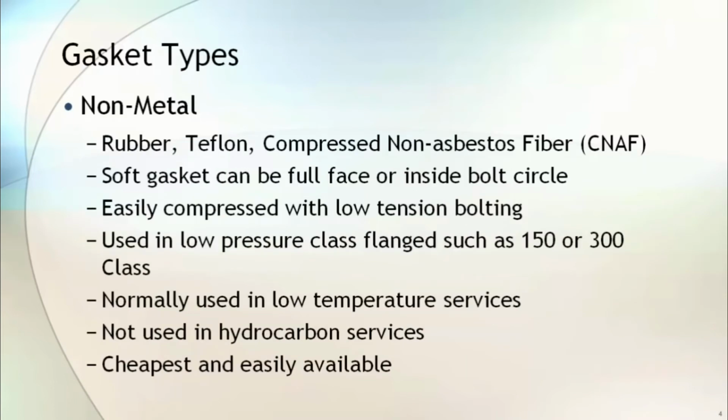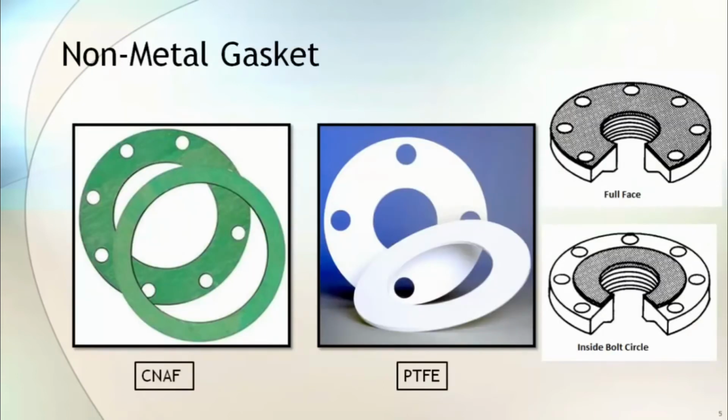Let's start with non-metallic. The most common materials used for this type of gasket are rubber, Teflon, PTFE, and compressed non-asbestos fiber. These gaskets are also known as soft gaskets. They can be full face or inside bolt circle. The next slide will cover what full face and inside bolt circle mean. Non-metallic gaskets can easily be compressed with low tension bolting. This type of gasket is used in low pressure class flanges such as 150 or 300 class. It cannot be used in high temperature services. Non-metallic gaskets are also not used in hydrocarbon services. They are the cheapest and easily available. On the right side of the image you can see the full face gasket and inside bolt circle gasket. The image also shows CNF and PTFE gaskets.